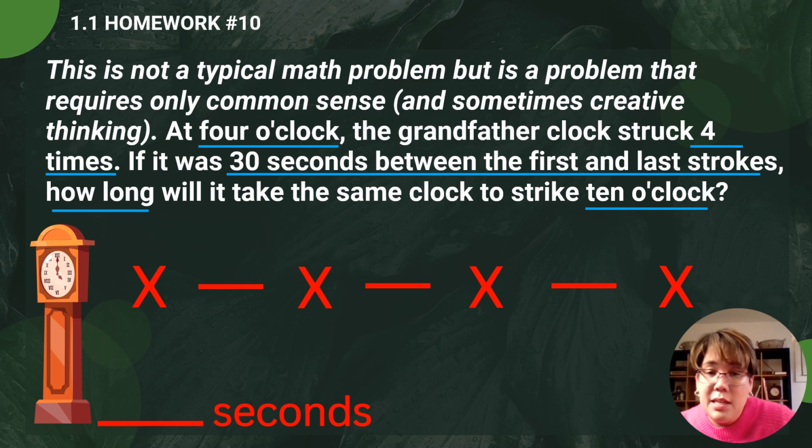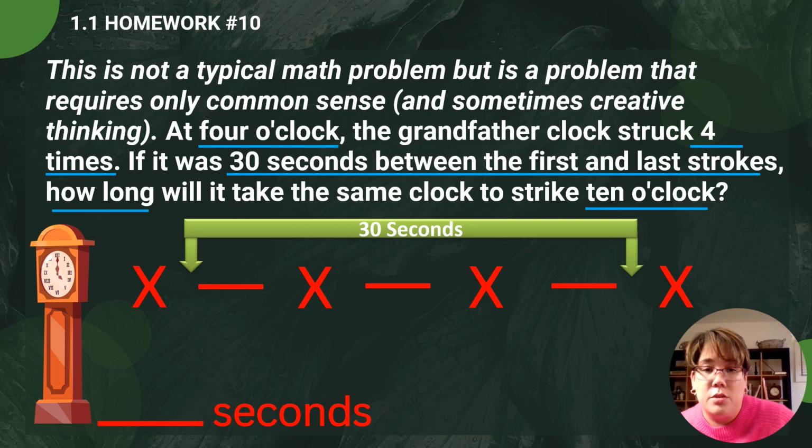Now, it says it was 30 seconds between the first and the last strokes. So I mapped this out for you. Between the first and the last strokes. Notice how I put that in here. So between the first and the last dings, I have 30 seconds. Okay.